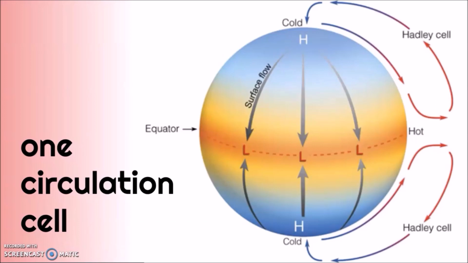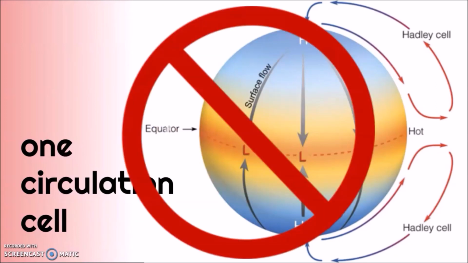If the Earth did not rotate, there would be just one circulation cell in each half. This means that warm air from the equator would rise and go to the North and South Pole, and then cold air would move down to the equator, where it would heat, and then rise and continue the cycle. But because the Earth rotates, the Coriolis effect prevents air from flowing straight from the equator to the poles.